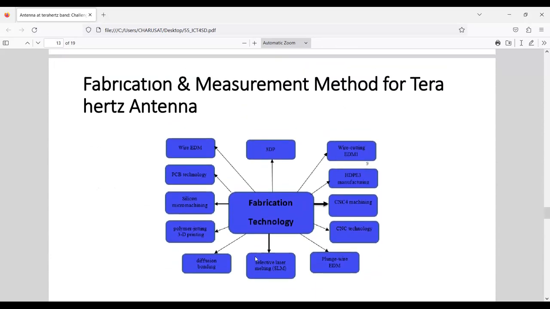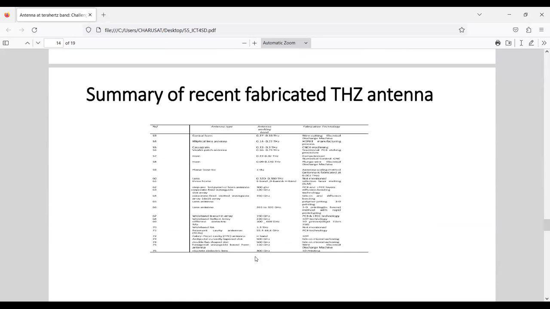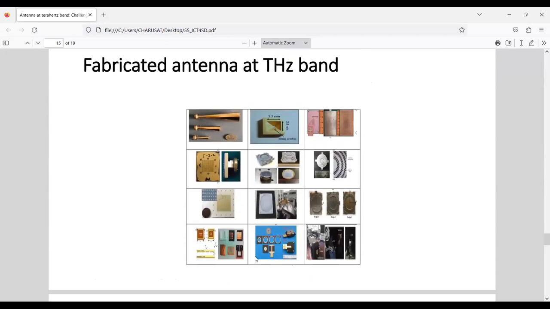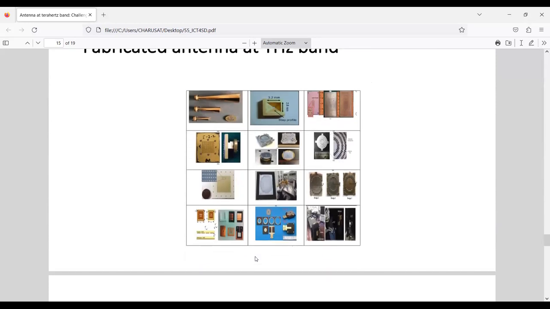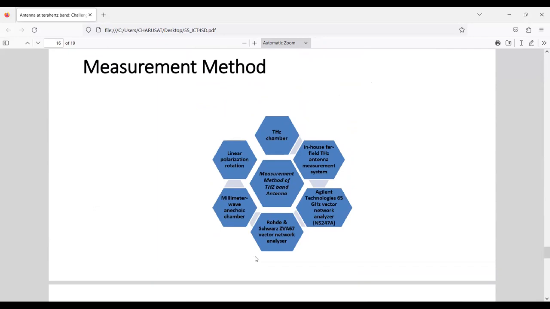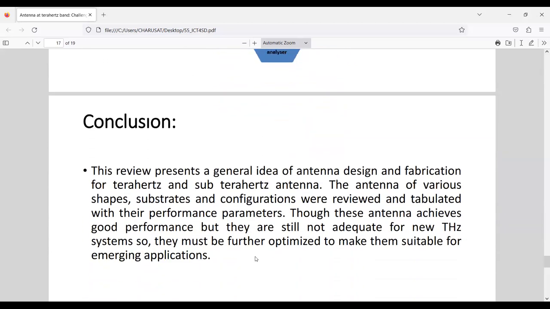So these are some fabrication technologies for the terahertz band antenna which have been mentioned. I have listed a summary of recently fabricated terahertz band antennas, and these are a few pictures of the fabricated antennas. A few measurement methods are also there. As I have discussed, traditional antenna measurements are not useful for the measurement and fabrication of antennas at the terahertz band. So these are a few terahertz band measurement techniques.